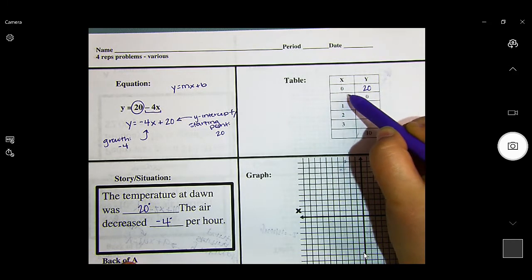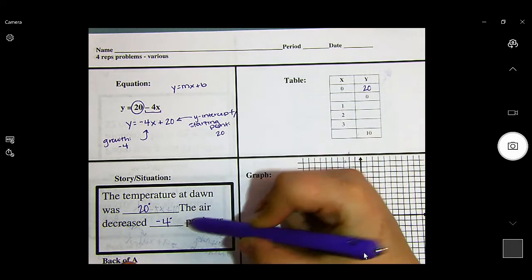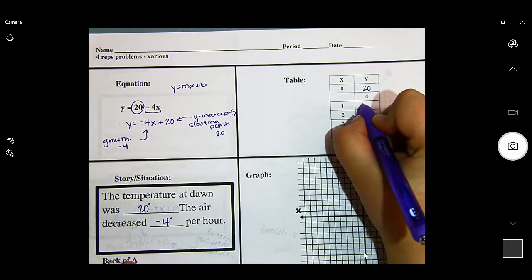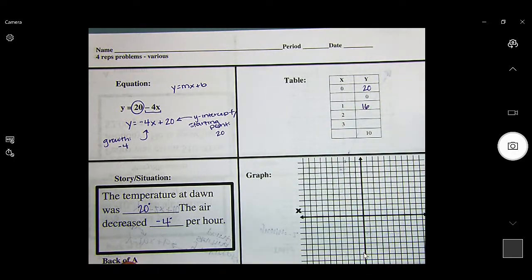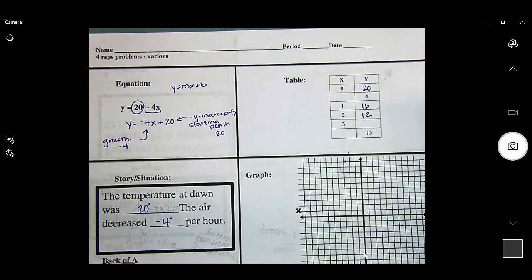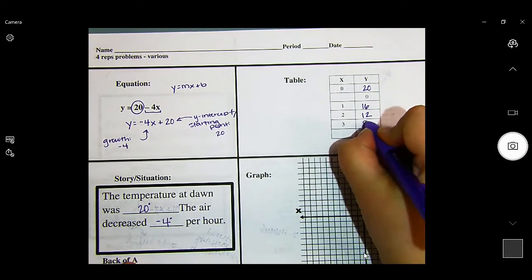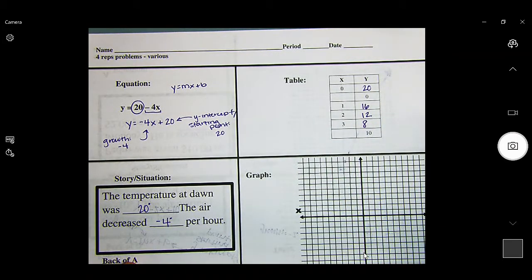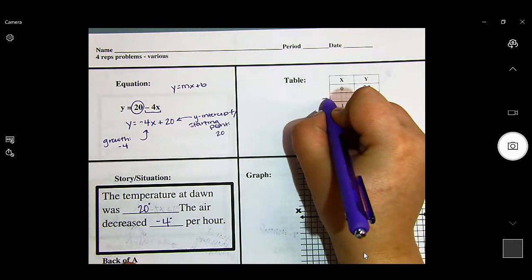So 1 hour later, it's decreasing 4 degrees. So that means it will be 16. Another hour later, it's going to decrease another 4, which means it's at 12. And then 1 more hour, it's decreasing another 4 degrees, which means it is at 8. Okay, so those are my missing y values, but now it's time to find my missing x values.